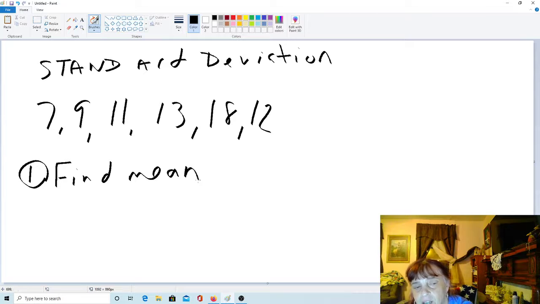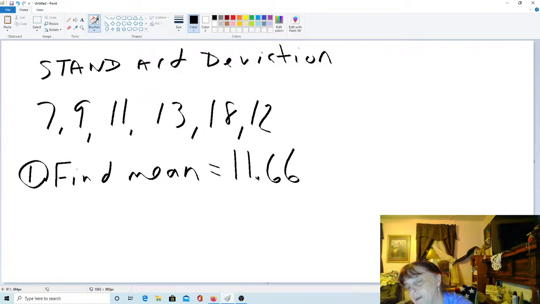And to find the mean, you add up all those numbers and divide by 6, because it's 6 numbers. Now if there's 5, you add them all up and divide by 5. So 7 plus 9 plus 11 plus 13 plus 18 plus 12 divided by 6. It'll be 11.66.